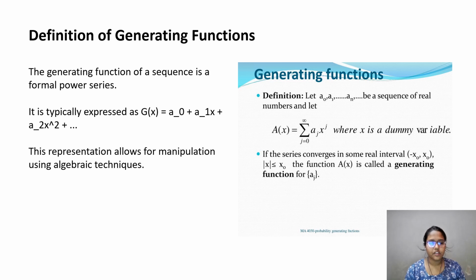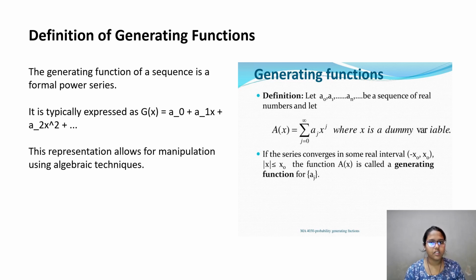Definition of a generating function. The generating function of a sequence is a formal power series. It is typically expressed as G of x is equal to a of 0 plus a of 1 x plus a of 2 x squared, and so on. These representations allow for manipulation using algebraic techniques.